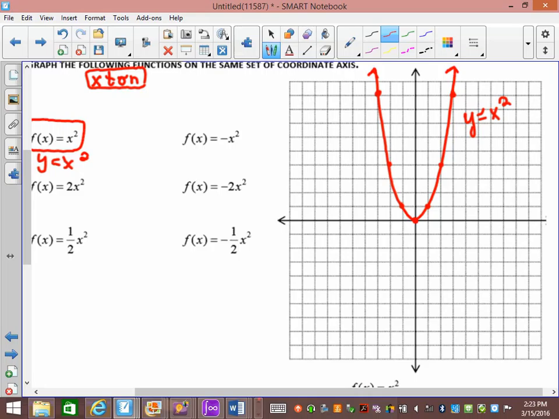Then in your y2, so in your y1, you leave the x squared, okay? Into your y2, you're going to arrow down, you're going to put in 2x squared. So put in 2x squared. Don't press graph, just press 2x squared for now. So in your y2, you're going to have 2x squared.